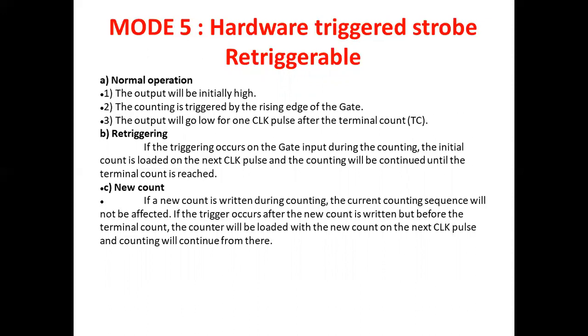The output goes low for 1 clock period when the counter completes the count value. As the low to high transition of the gate input, or rising edge of the gate, triggers the counter, this mode is called hardware trigger strobe. The mode of counter operation is also retriggerable. When the gate input becomes low to high again, the counter is reloaded with the count value n, and the counter starts to decrement the count value once again. The output will also be low for 1 clock period on terminal count.